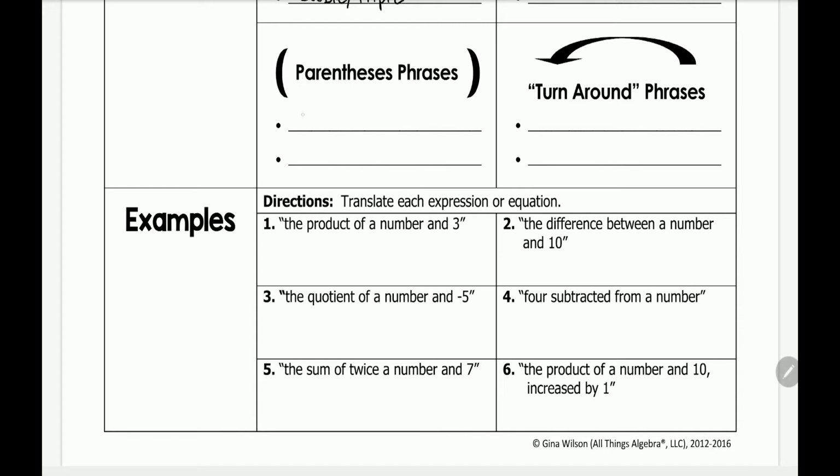For parentheses, we'll do times the sum of, or times the difference of. And then finally we have the turnaround phrases. That would be less than and subtracted from.